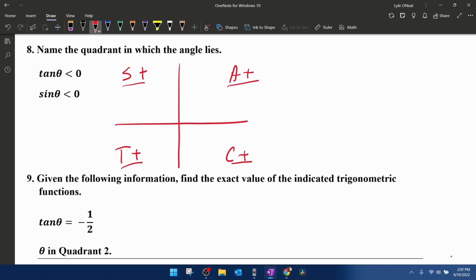Now look at what we've got. We've got tangent is less than 0. We know that negative things are less than 0, so they're telling me tangent is negative. And sine is also less than 0, so they're telling me sine is negative, which automatically rules out quadrant 1 because all of the trig functions are positive in quadrant 1. And the only trig function not mentioned here is cosine. So that has to be quadrant 4 because only cosine is positive, sine and tangent would be negative, and that's how you answer that question.